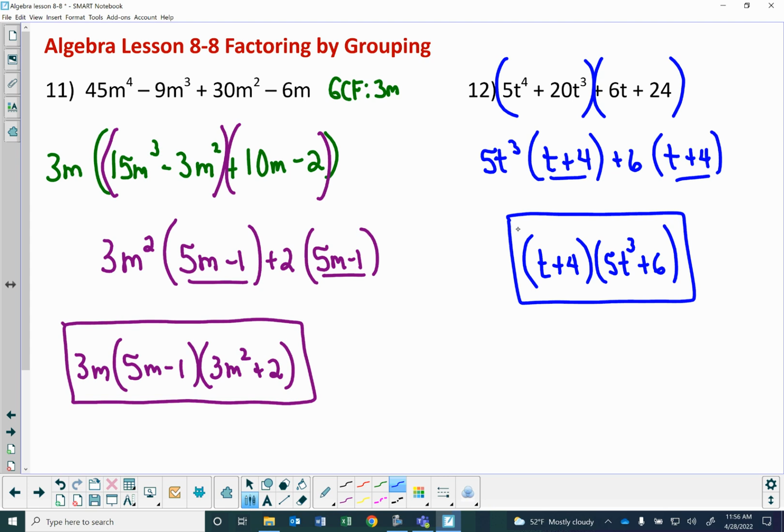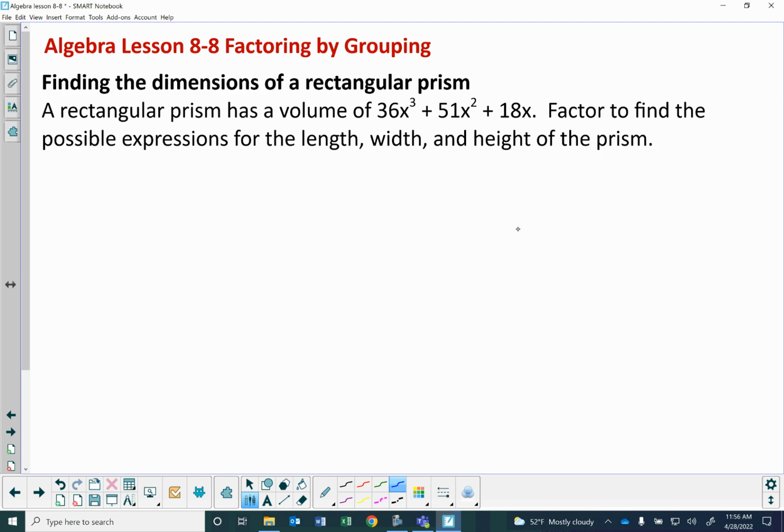Alrighty, so I think you're getting the idea of factoring completely, making sure that everything is factored all the way it possibly can be factored. Let's look at an application here. A rectangular prism has a volume of 36x to the third plus 51x squared plus 18x. Factor to find the possible expressions for length, width, and height. Okay, so we need to factor this. So let me rewrite this down here. 36x to the third plus 51x squared plus 18x.